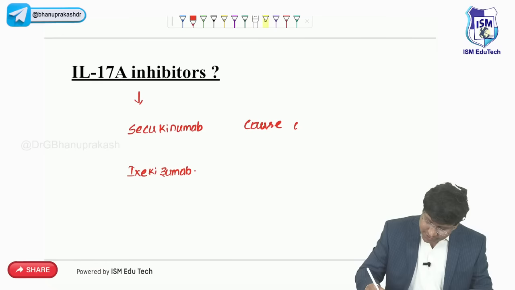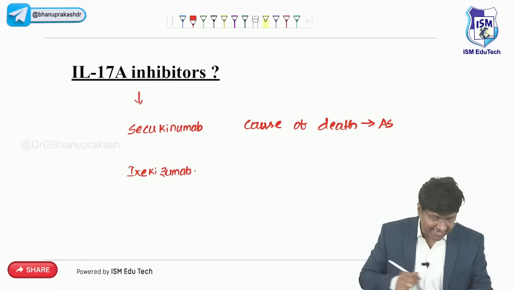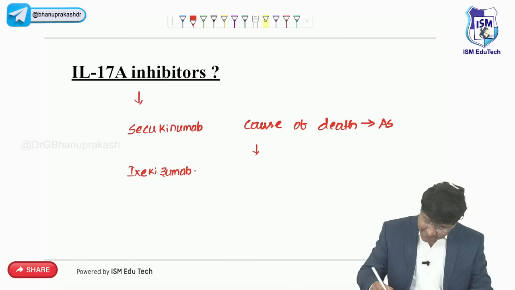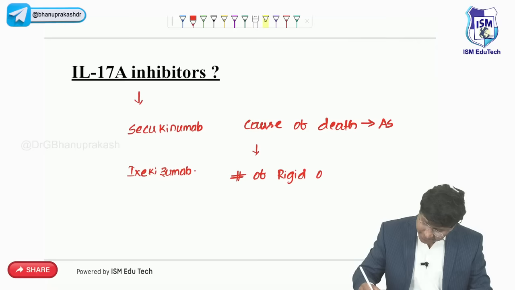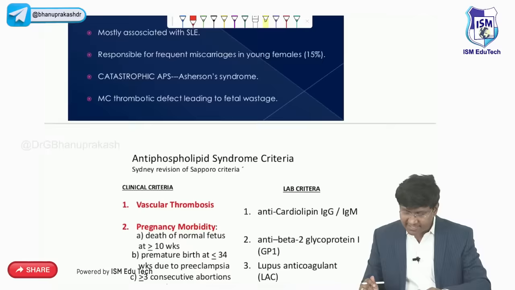And one quick question in ankylosing spondylitis which we missed is, what is the cause of death in ankylosing spondylitis? So the cause of death in ankylosing spondylitis is the fracture of rigid osteoporotic spine. That will be the cause of death in patients with ankylosing spondylitis. Please remember this.